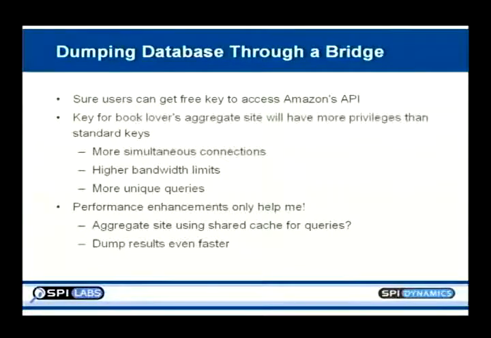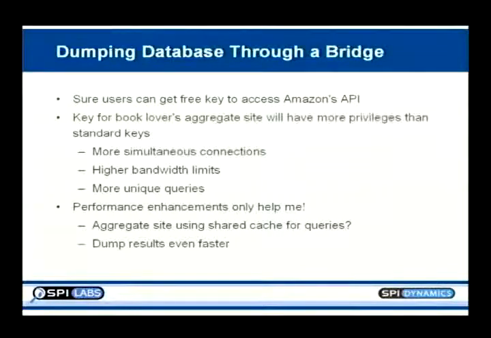Well, chances are Billy's Books and Amazon would enter a more formal agreement. Billy's Books has hundreds of users, hopefully thousands. That would be great. If it's got all those users, obviously BillysBooks.com needs to make more unique queries to Amazon.com's web services than I need to make. So these are things that are allowed: more simultaneous connections, higher bandwidth limits, more unique queries.